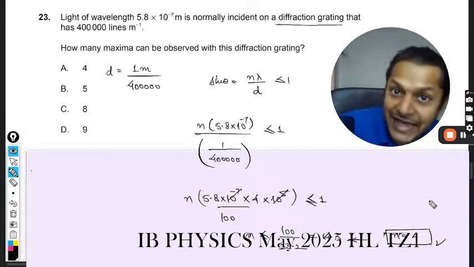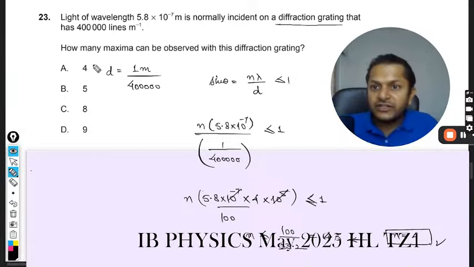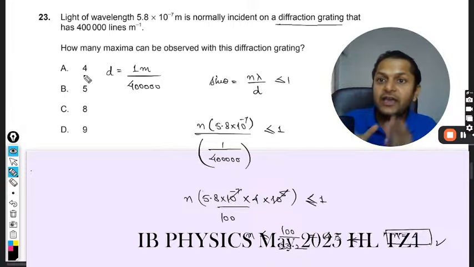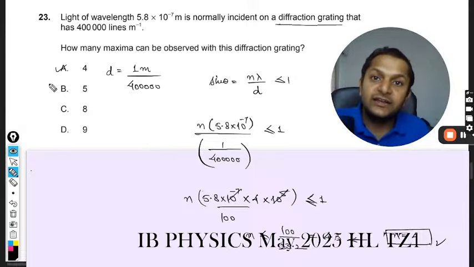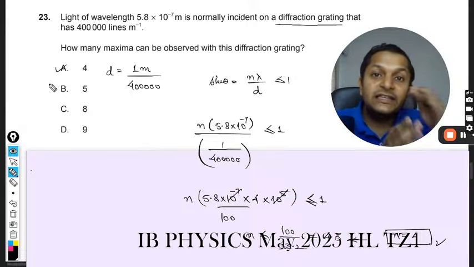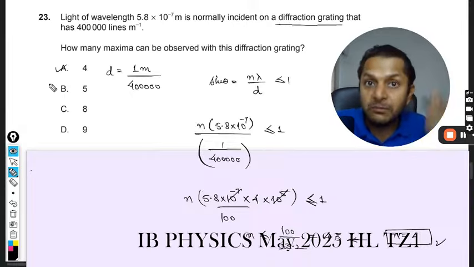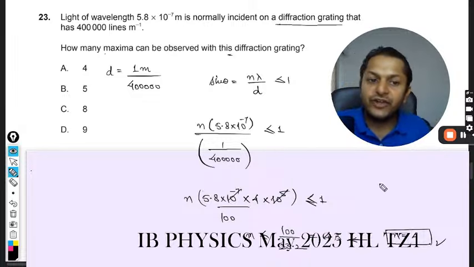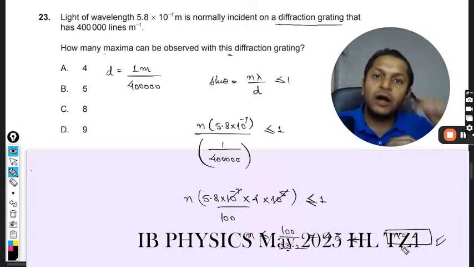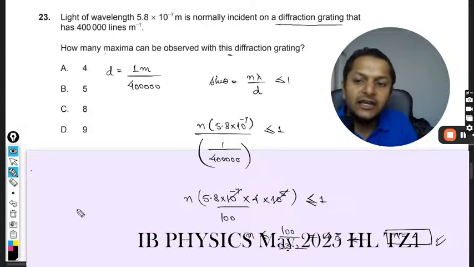Now, another catch in this question is people will directly jump to the options and they will say, oh yeah, A, there is 4 written there, and you would be ticking it, and you will say that yeah, A is the correct answer. But beware, this is another point where students are always making mistakes. 4 is not the right answer. The question is about how many maxima can be observed with this diffraction grating. 4 is the maxima only on one side. What is happening?